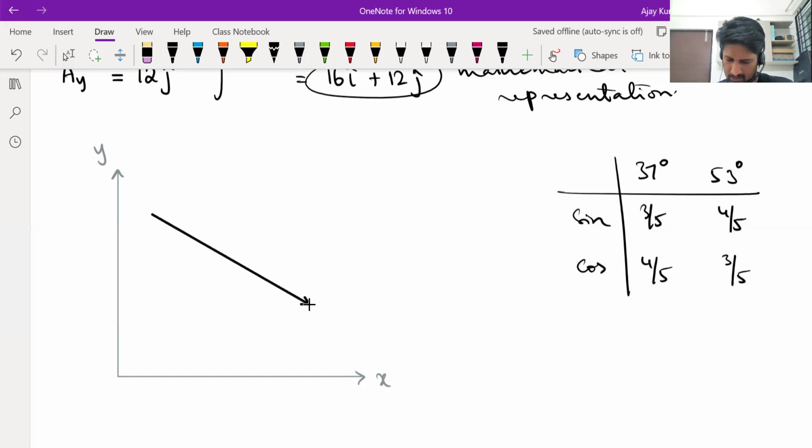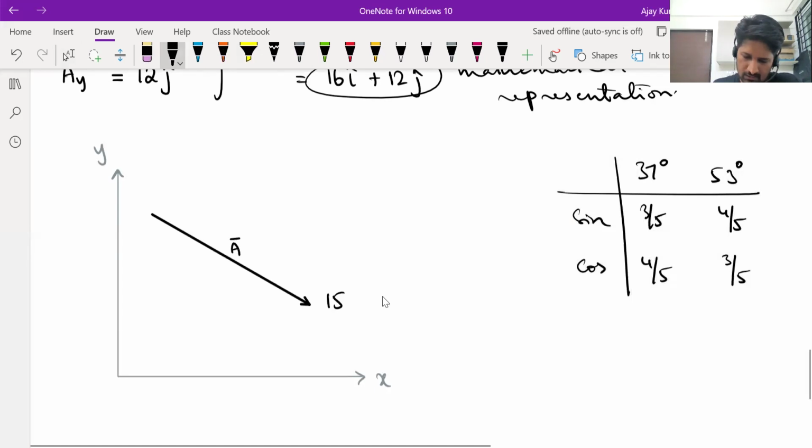Let's say there's a vector like this. Assume its magnitude is, let's say, 15 units. I'll just write 15. So that's the original vector. And assume it makes an angle of 53 degrees. Okay, you can see with what it makes that angle.